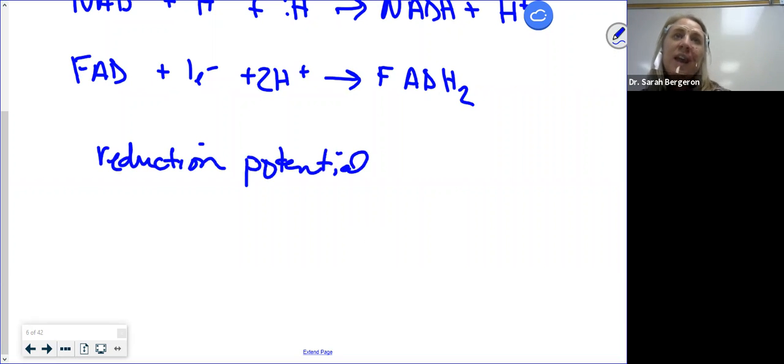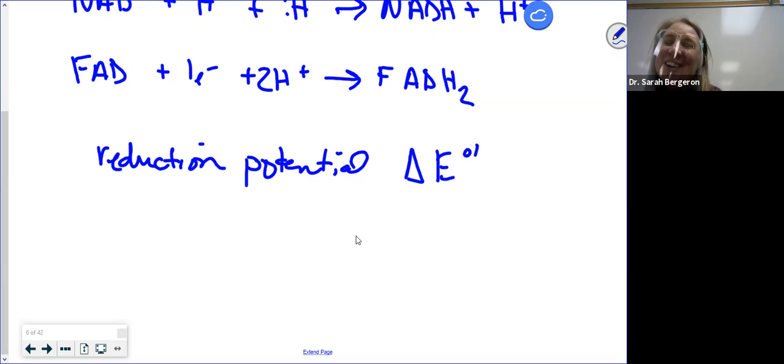Your book has a table of the reduction potentials for all of the different substances that are in these pathways. And if you look at the reduction potential, sometimes they're not prime, right? Reduction potentials. Have y'all seen that before in any chemistries? No.